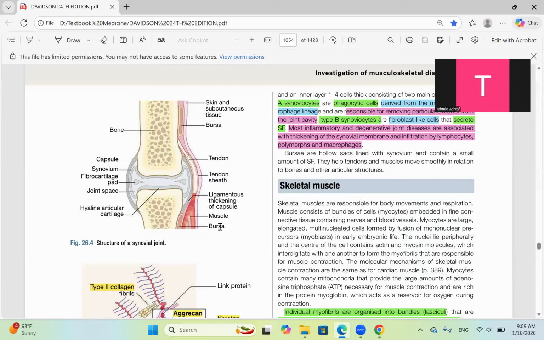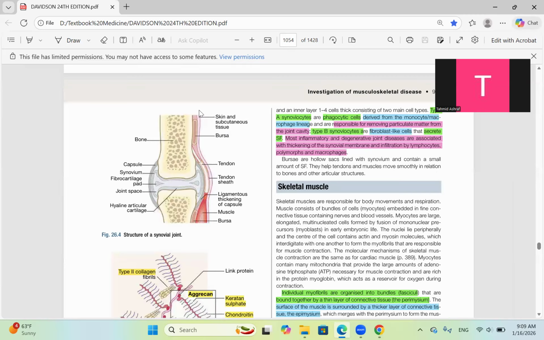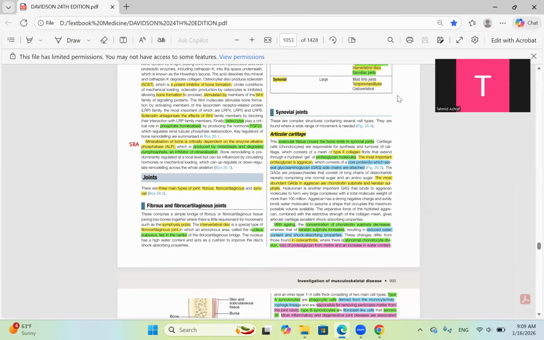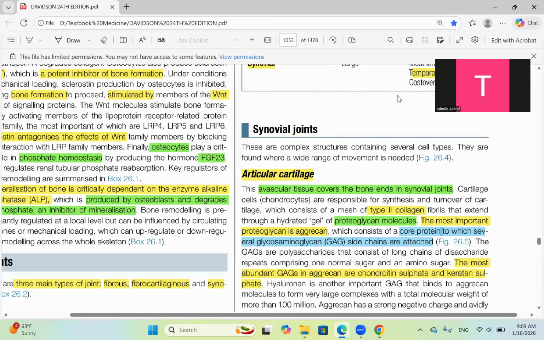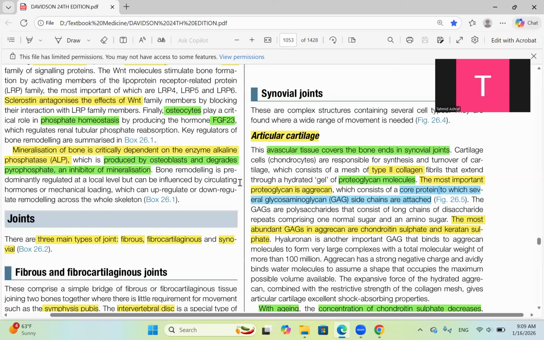These are all about synovial joint. You have a joint capsule, you have synovial membrane, you have joint space, synovial fluid in there. So let's get back to the original text. Synovial joints. So the articular cartilage. This avascular tissue covers the bone ends in synovial joint. We have seen that in the image.